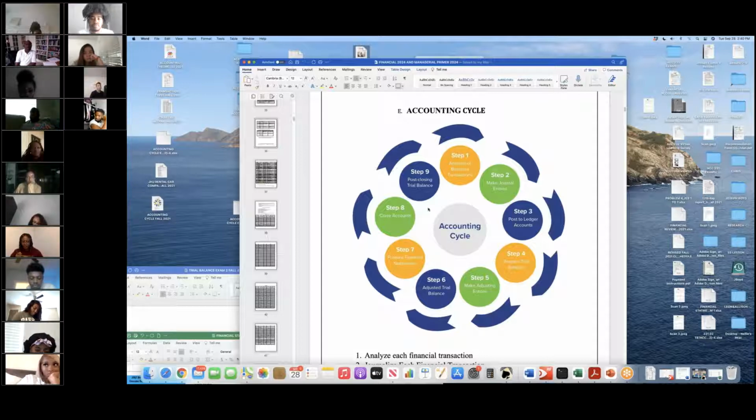And so our goal was always to get to preparing financial statements and closing the accounts. And so that would be your midterm exam, going from steps 1 through 8 with Excel spreadsheets.